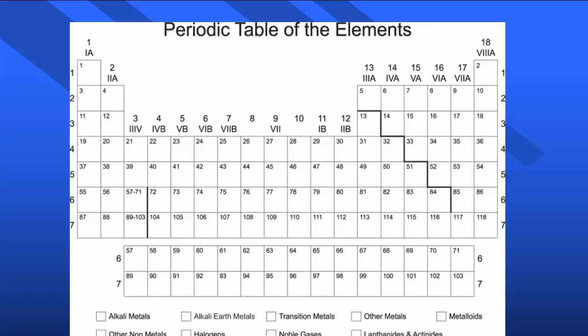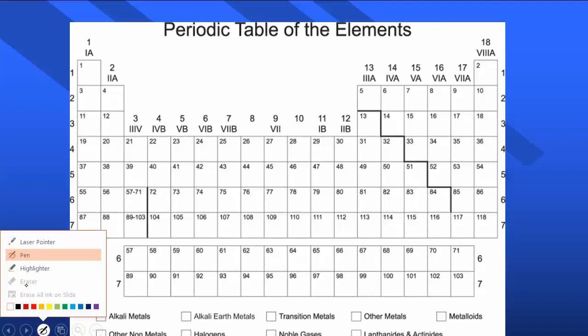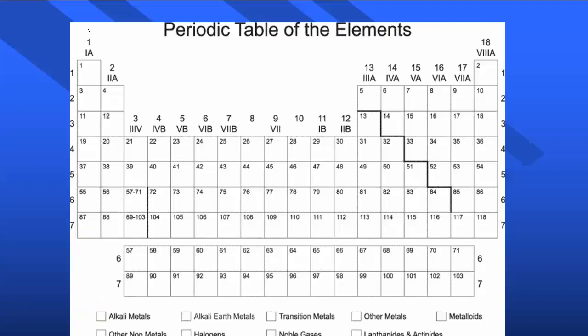Let's look at the periodic table and realize that because we have similar electron configurations, that means that these guys are going to have similar properties. So because noble gases have the s2p6, they're going to be very similar. They're called a family because of it.